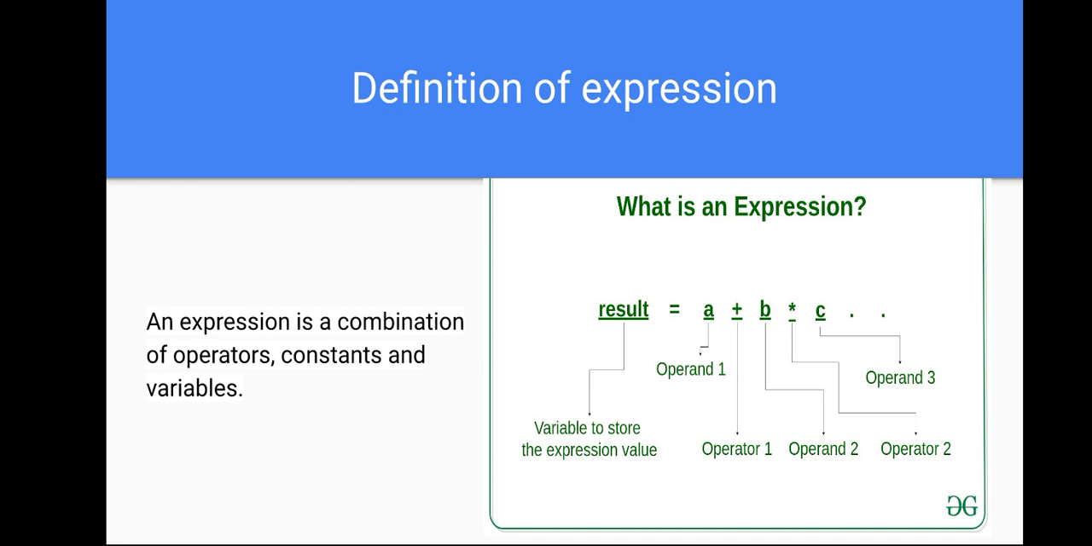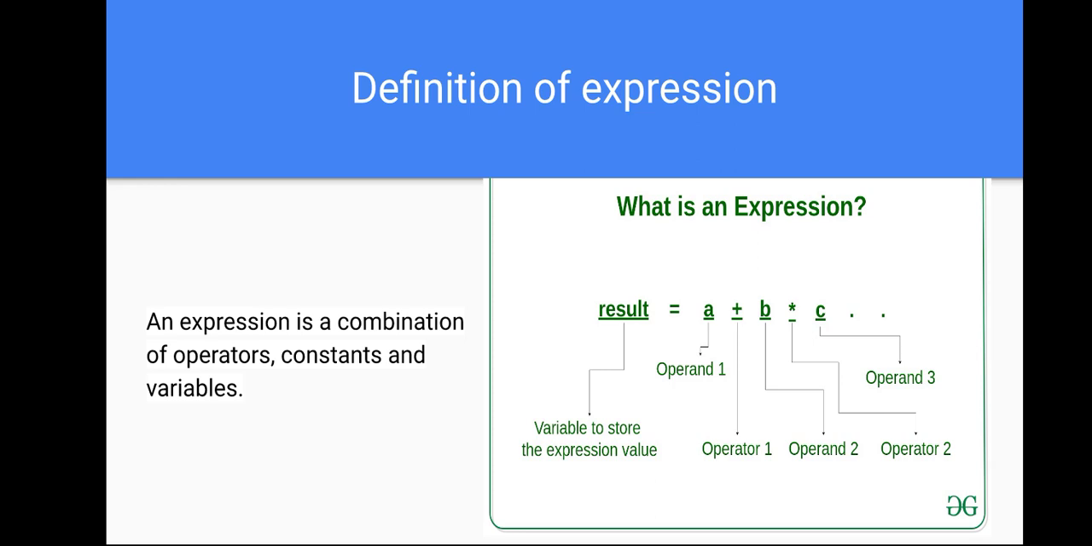So now let us define what an expression is. An expression is a combination of operators, constants and variables. So what is an operator? A plus, a minus, a star or a slash, they are all operators. What is a constant? As we have seen in the previous classes, a constant is a value, for example 2, 3.14 or 6. And a variable can hold any value.